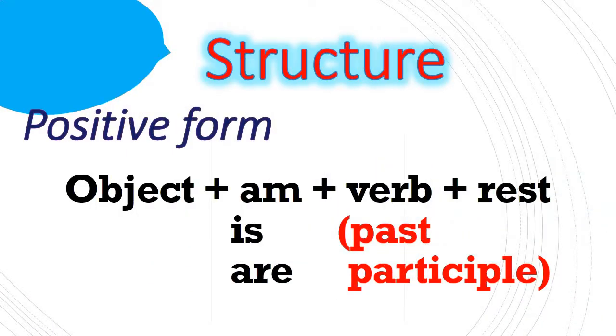Now look at this structure, positive form. First object, then be verb am, is, are, then verb, past participle and rest.